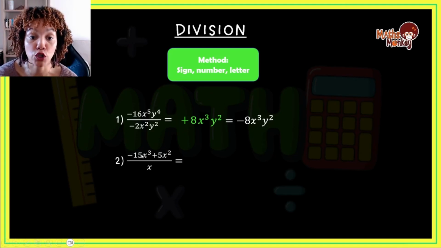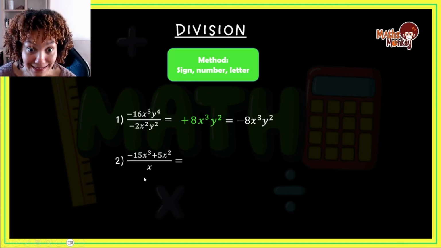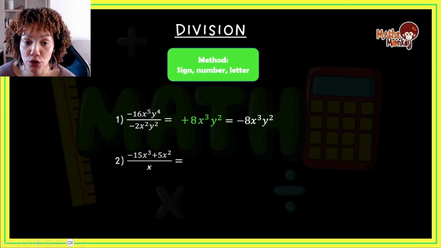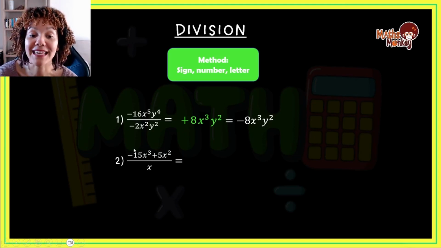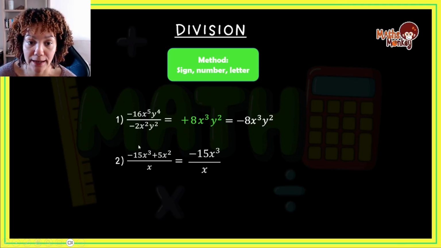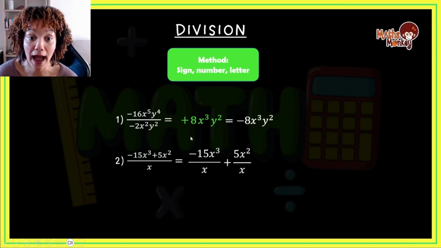Okay. But what if we have multiple terms? So here we've got 2 terms divided by 1 term. And how we will do that is we are going to separate the 2 terms by making each of them divided by the denominator. So this is what it will look like. I'm taking this one and dividing it by x. And then I'm taking that sign and saying this one and dividing it by x. So now I'm going to treat each of these with sign, number, letter, and then get the answer.